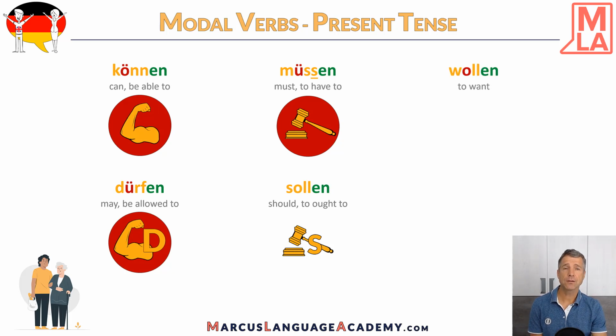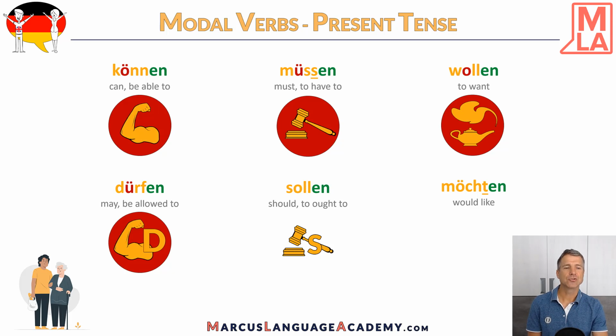Then we have wollen, to want. If I have a wish, I would use this one. It's also irregular, and I use Aladdin's lamp because you want to wish something. We also have mögen in German, which would be to like something, but I will use möchten instead because it's more useful. It means I would like to do something. Here we also use Aladdin's lamp with an M to remember that we use I would like and not to want. And it's not irregular at this moment.